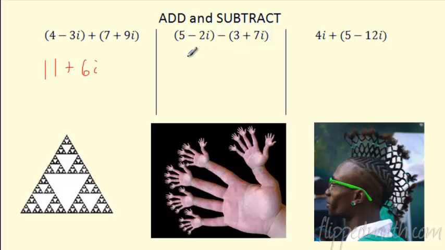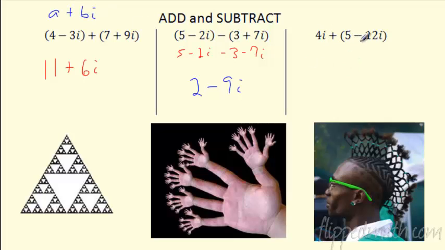What I like to do when I'm subtracting is go ahead and distribute that negative. You're subtracting both of those, so I would just distribute a negative 1. It changes the sign there. Once you do that, no problems with the signs. It's the same thing we're doing with adding. You say 5 minus 3 is 2, and then negative 2i minus 7i is negative 9i. So we're getting these complex numbers again. Remember, the complex number is the real part plus the imaginary part.